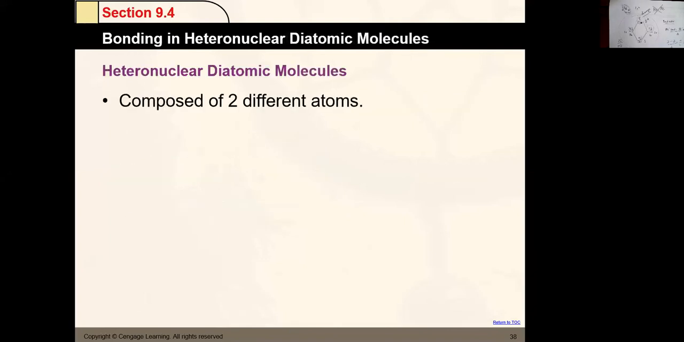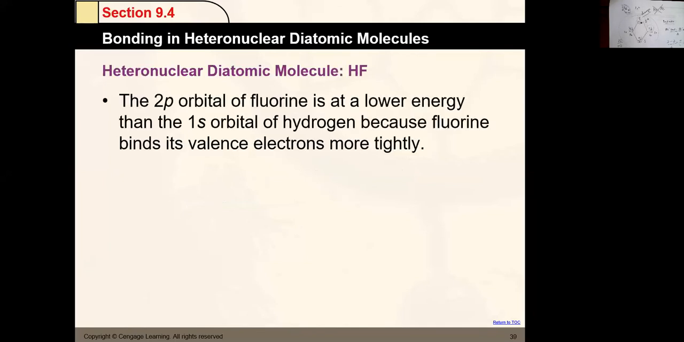Heteronuclear, in this case, you have two different atoms. Here we have an example for HF, right? So in HF, the 2p orbital of fluorine is at a lower energy than the 1s orbital of hydrogen. That's something very important that we need to consider for this particular chapter.